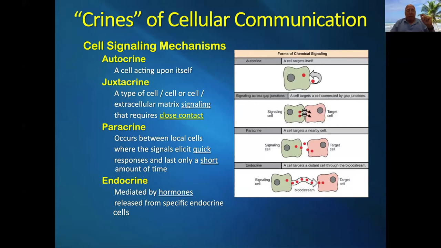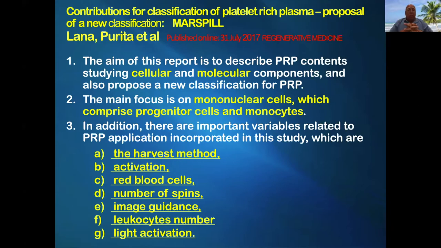Okay. Now, one of your speakers is Dr. Lana, who is my good personal friend. He and I published a paper a few years ago on the classification of PRP. And we took into account how it's harvested, how it's activated, number of red cells, number of spins, image guidance, leukocyte number, very, very important, okay? And last but not least is light activation, okay?